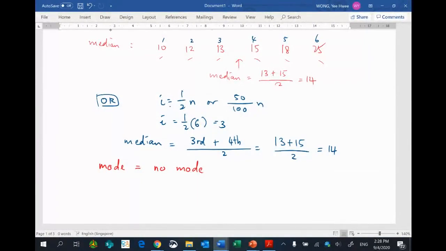So now we are going to go to part B. Part B talks about range. So look at this. The biggest number minus the smallest number will give you the range, which is 15.